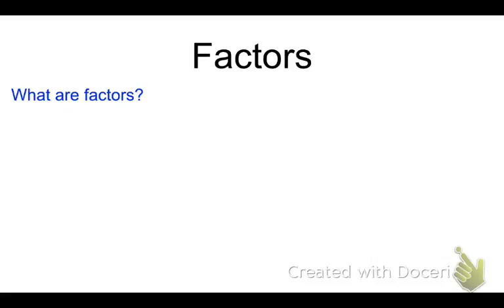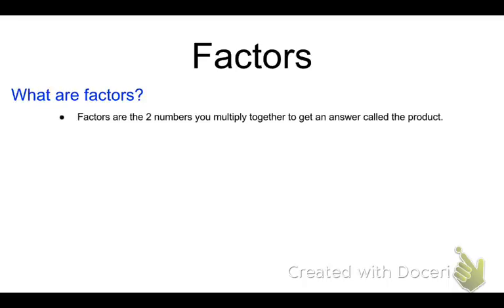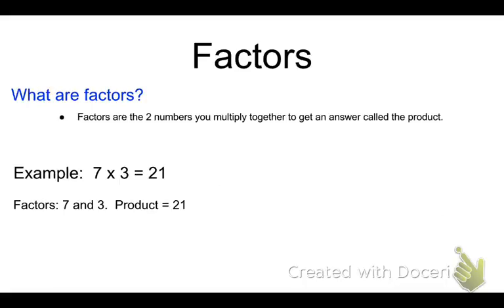Factors. Today we're going to talk about what are factors. Factors are the two numbers you multiply together to get an answer called the product. Here's an example. 7 times 3 equals 21. Your factors are 7 and 3. Those are the two numbers being multiplied together to get the product of 21.